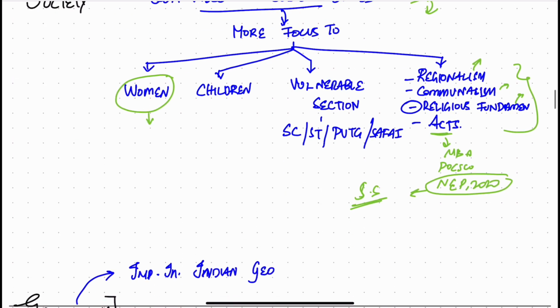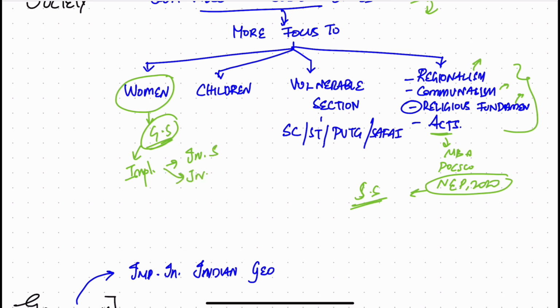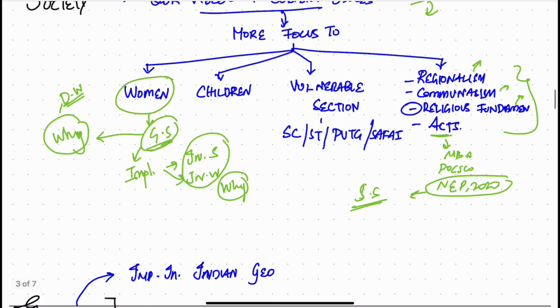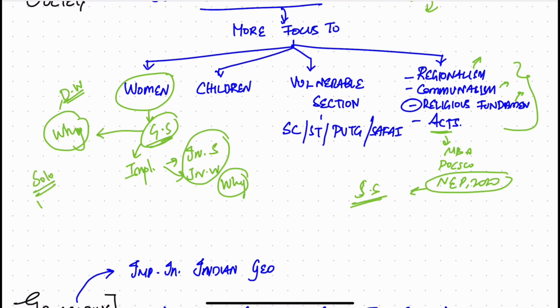Just by knowing what gender stereotyping is, you can't answer this question. You should know what is the implication of gender stereotyping in Indian society as well as on Indian women. Also, why this implication was happening, why gender stereotyping was prevalent in India compared to developed Western countries. You should remember those things. That is also not sufficient. Then you have to give the solution, the way forward.